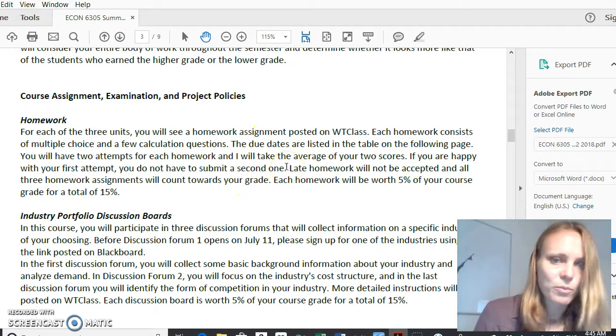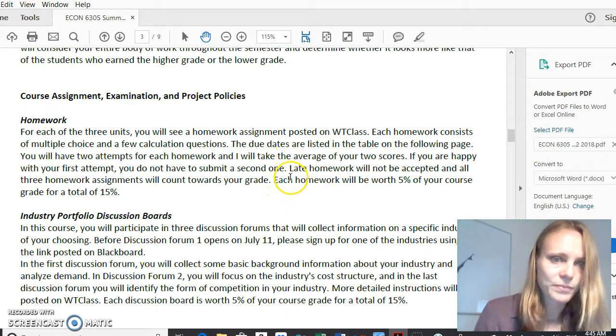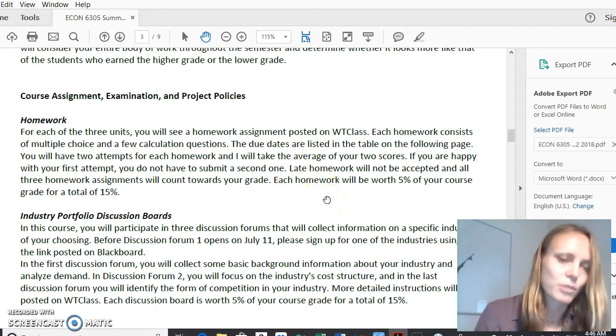Homework will always be open the entire duration of the unit, so for that reason, late homework will not be accepted. And all 3 homework assignments will count towards your grade, so you cannot drop a homework. Each of these homework assignments will be worth 5% of your total course grade, which makes the 15% that I showed you above.